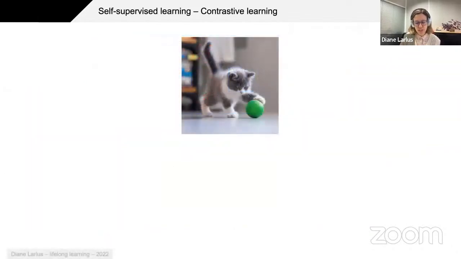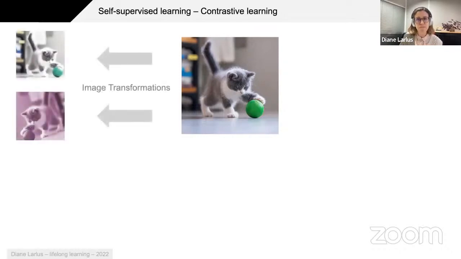So those approaches that I mentioned are some of the earliest ones, but many other pretext tasks have been proposed to tackle self-supervised learning. And among them, those based on contrastive learning have been quite popular in computer vision. Most of them work the same way: they take an image, then they build 2 different transformations of that image.